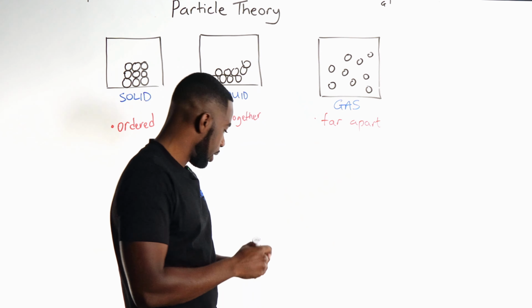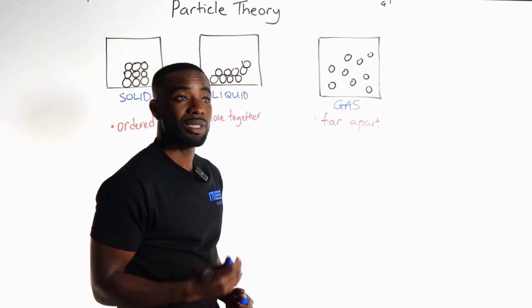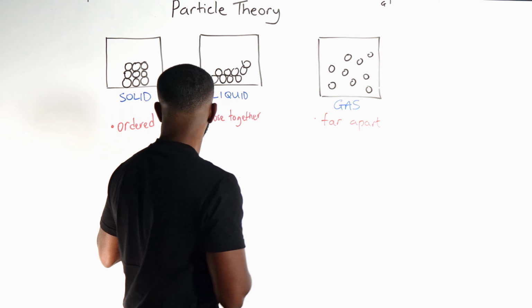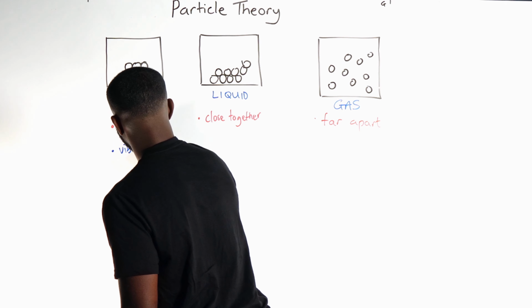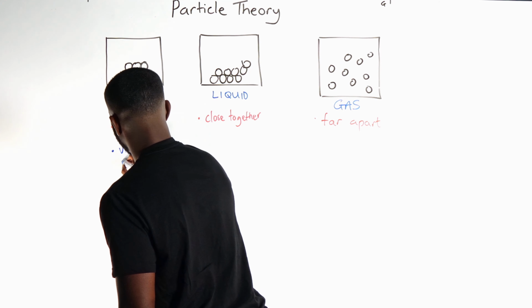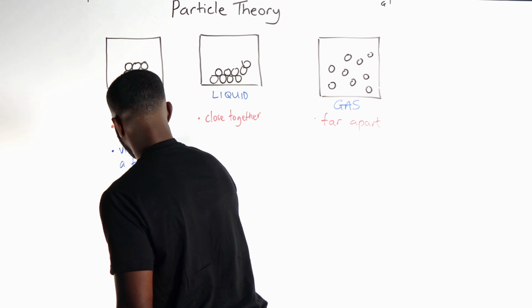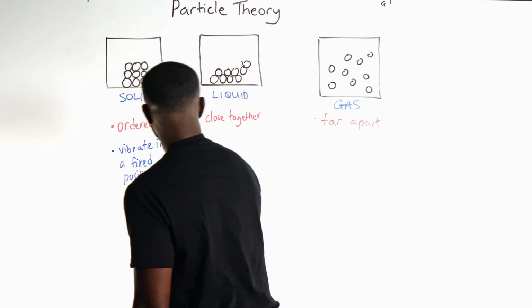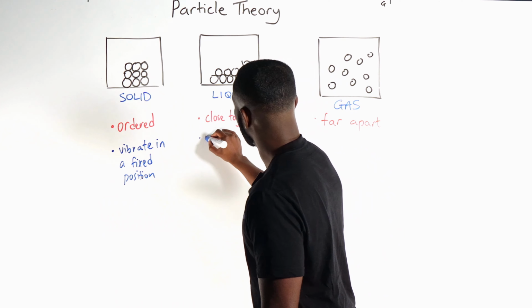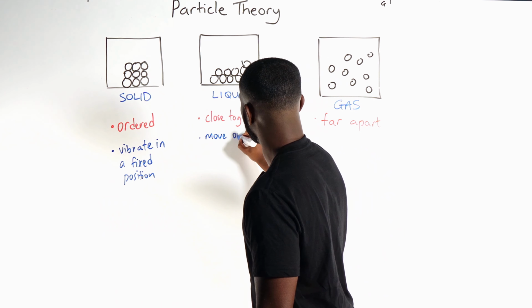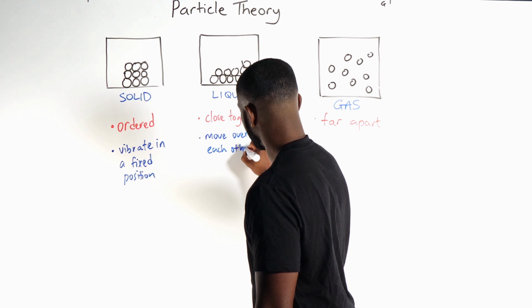And in a different color now, I'm going to go for the blue. In blue, we're going to talk about their movement. So how do they move? So first one, for a solid, they are only allowed to vibrate in a fixed position. Poor solids, they're fixed to their position there. And for our liquid, you can see the liquid here has the freedom to move over each other, but they still stay stuck together.